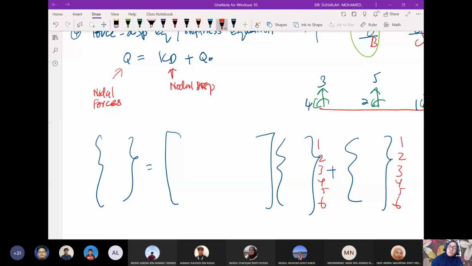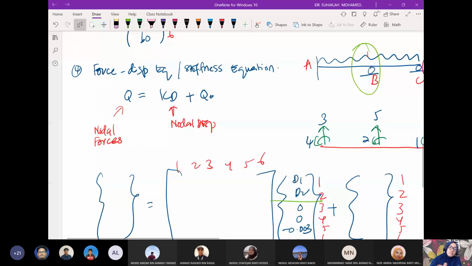Ni dia punya solution dia lain sikit sebabnya dia ada settlement dekat situ. Tapi sebenarnya solution dia tu is only mathematical solution. Dia tak ada kaitan dengan structure dah. Until you get this stage, it is just mathematical solution. Okay, sini D1, D2. Kan tadi 0, 0, negative 0.003 tu, 0. Yang tadi 50, negative 50 dengan 0 kan? Okay, sini negative 50 dengan 0.